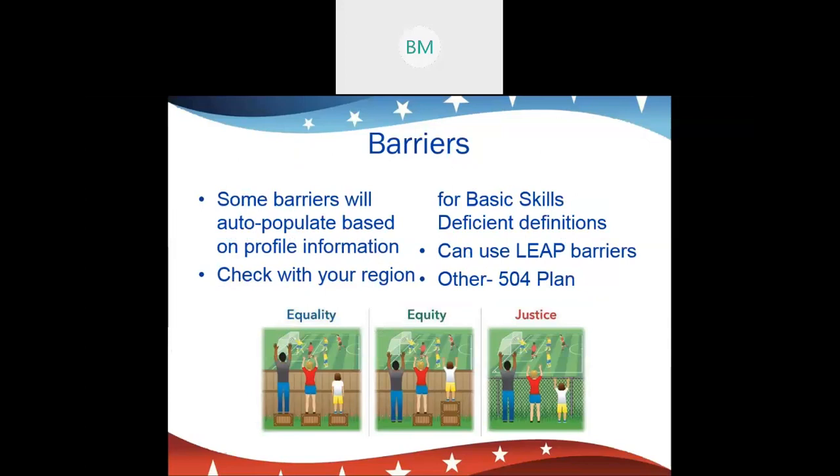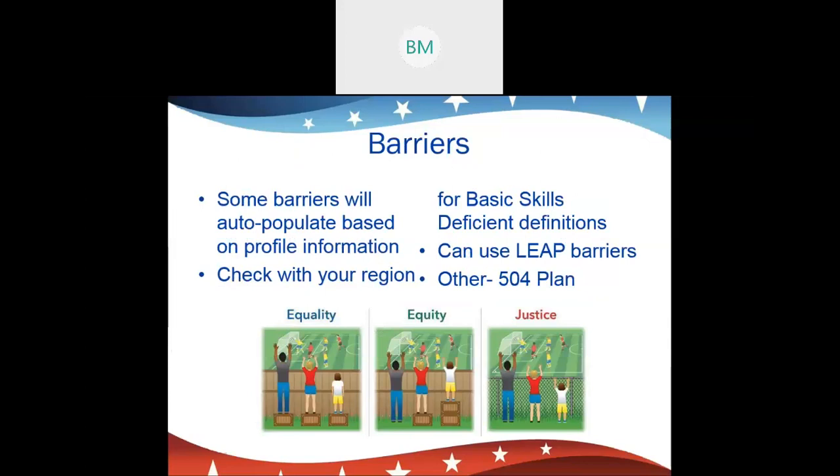A few examples of other things that could be entered in the other barrier. It could be extreme low self-esteem, parental drug addiction, a deceased parent, being a victim of domestic violence. You can always ask your JAG manager if you have any questions about what could go in the other barrier. What won't go in that is barriers that are captured other places, such as having an IEP or disability.